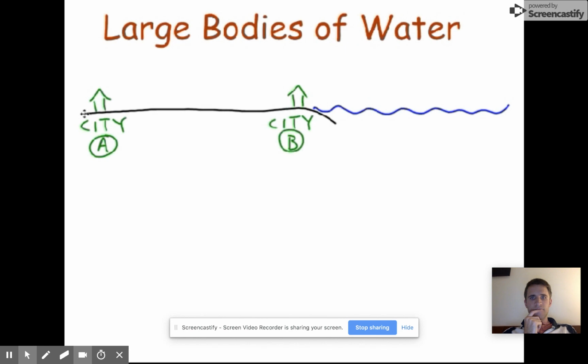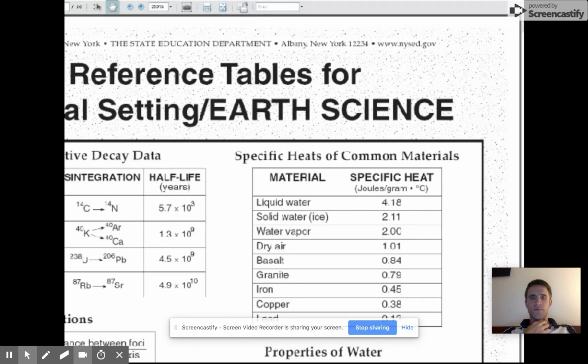So one is an inland location, city A. The other is a coastal city, city B. Because of water's high specific heat, it is going to take longer for that water to heat up. It's also going to take longer for that water to cool down.